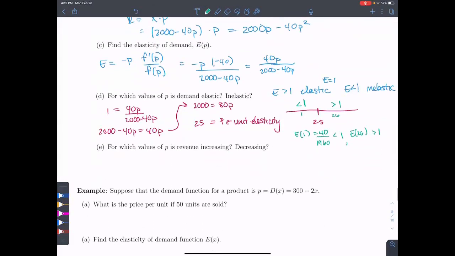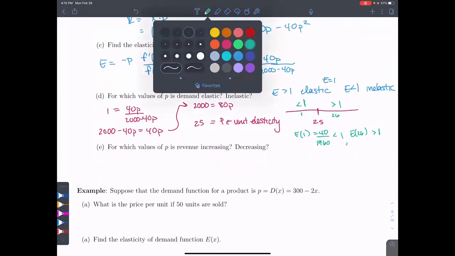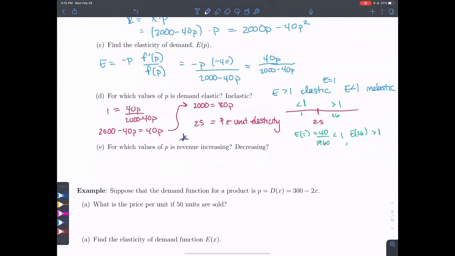So let me get a final answer color here. Final answer. If P is less than 25, it is inelastic because E is less than 1. If P is greater than 25, it is elastic. This is inelastic, and this would be elastic because the elasticity of demand is greater than 1.